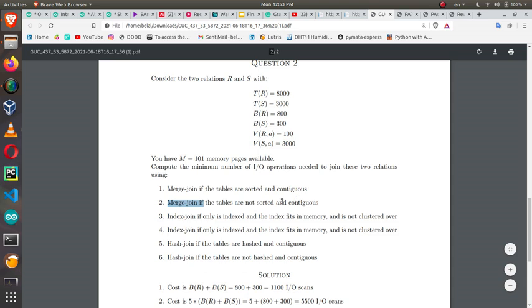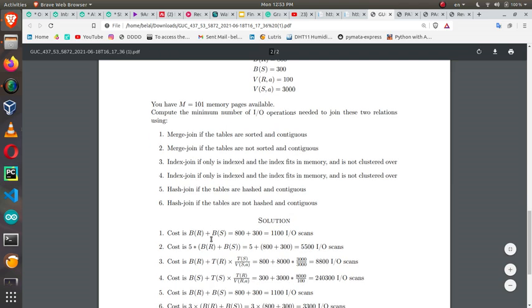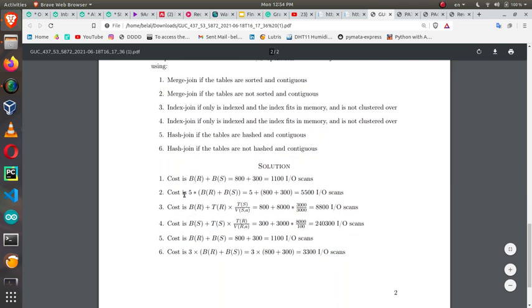The second one is also a merge join, given that the data are not sorted and still contiguous. If they are not sorted, we multiply the total number of blocks, since they are contiguous, by 5. So the cost will be 5 times 800 plus 300. 5 times 1100 equals 5500 input-output operations.